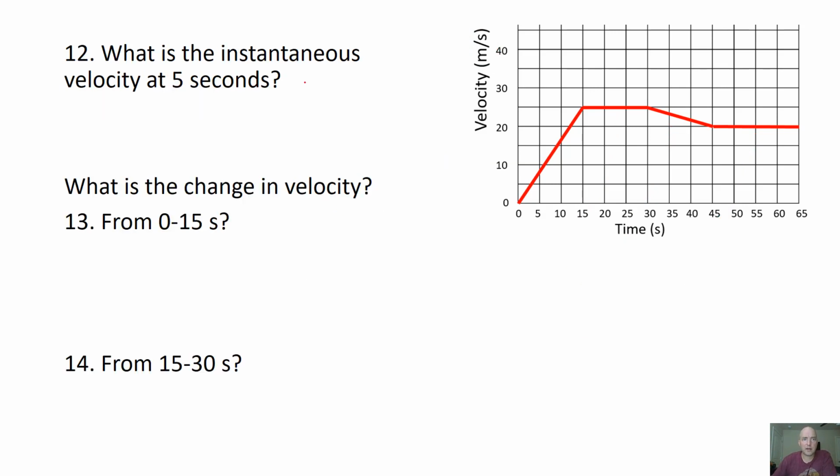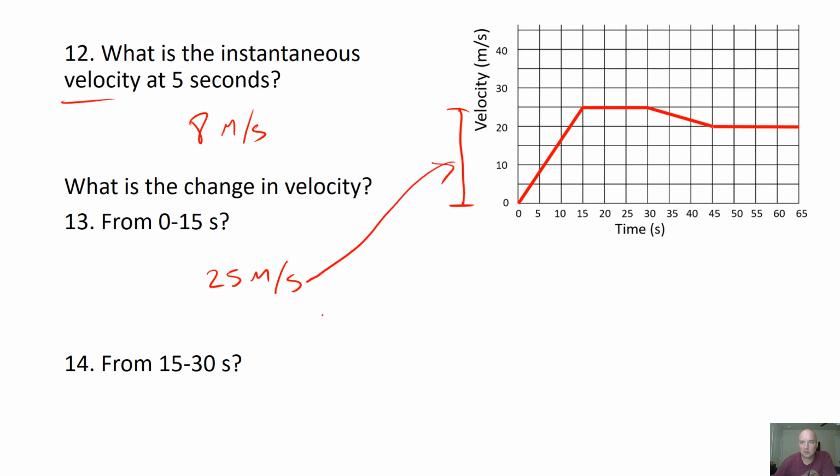Okay, what's the instantaneous velocity at 5 seconds? Well, the good thing about a velocity time graph is that when you're asked for velocity, you can just read it. So 5 seconds right there, I would say maybe about 8 meters per second. What's the change in velocity from 0 to 15 seconds? Well, you went from 0 to 25, so that'd be about 25 meters per second, because it's this right here.